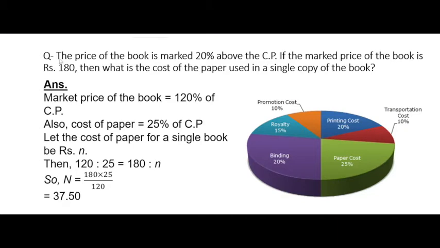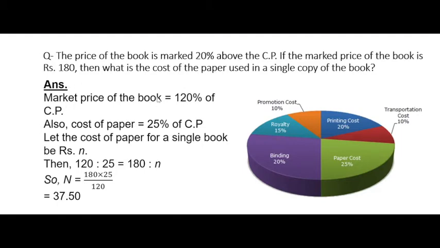Here the question says that the price of the book is marked 20% above the cost price. If the market price of the book is rupees 180, then what is the cost of the paper used in a single copy of the book? Let's go through the answer.